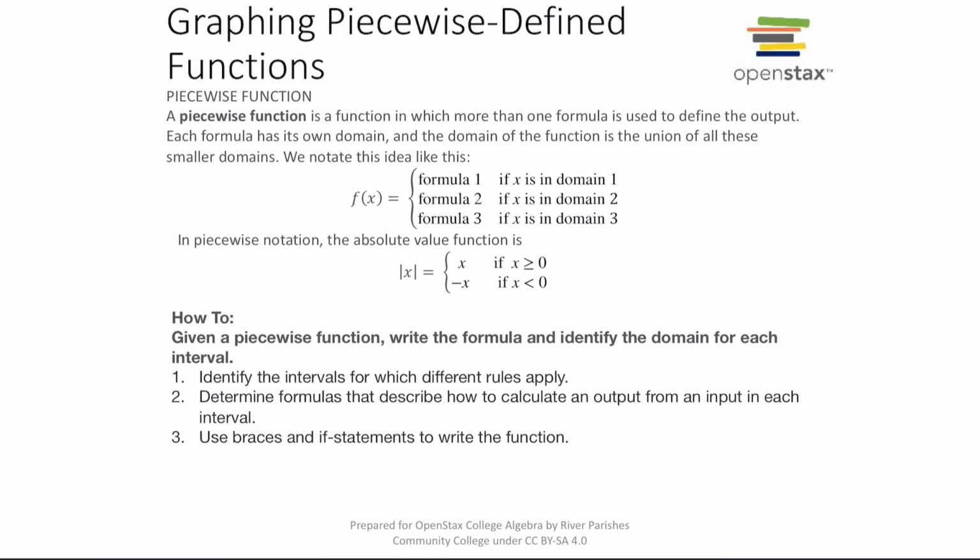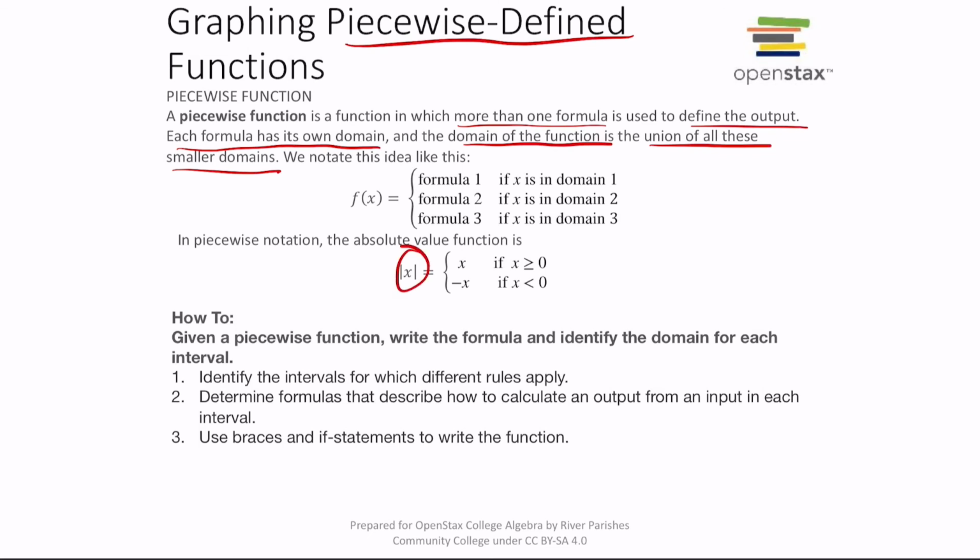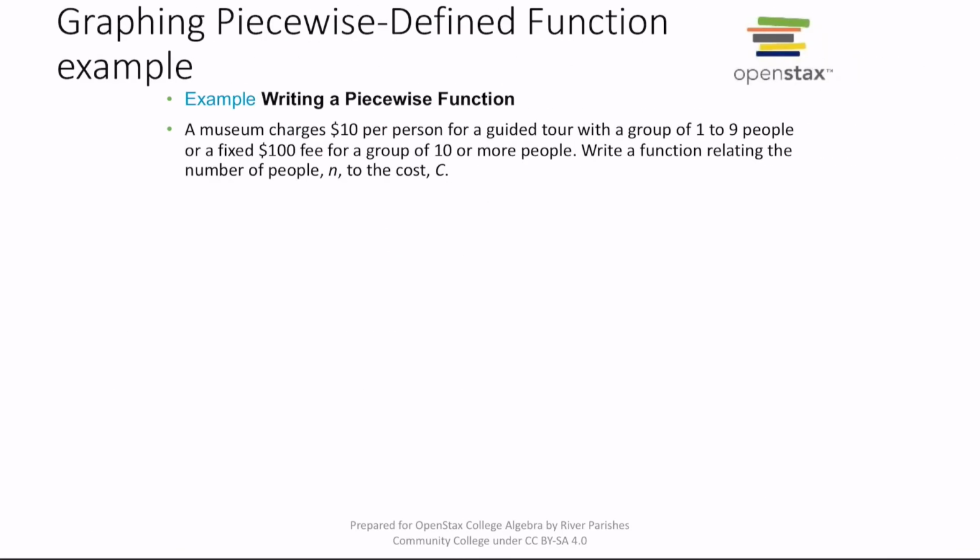Next one is piecewise defined functions. Piecewise functions are a function where there is more than one formula that is used to define the output, and each formula will have its own domain, and the domain of the function is the union of all these smaller domains. So we are basically splitting it up into domains. One example of this is absolute value of x. Absolute value of x is plus x if x is greater than or equal to 0, minus x if x is less than 0. So this is the idea behind a piecewise function. So let's take how we write that down.